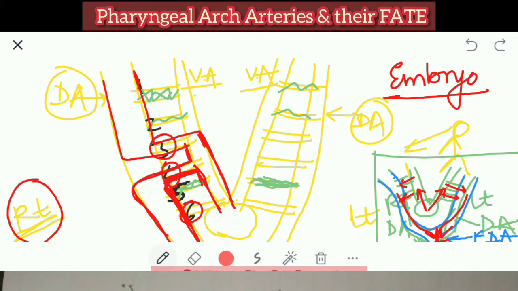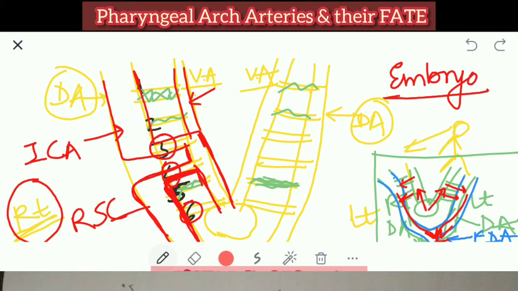And this is a new branch. Now, this is the right subclavian artery. This is the internal carotid artery, same on the other side. This is the external carotid artery. And this, I am putting it in red. Can you see this? This segment is nothing but the common carotid artery of the right side. Are you able to make it? Common carotid of the right side. Rest all regresses.